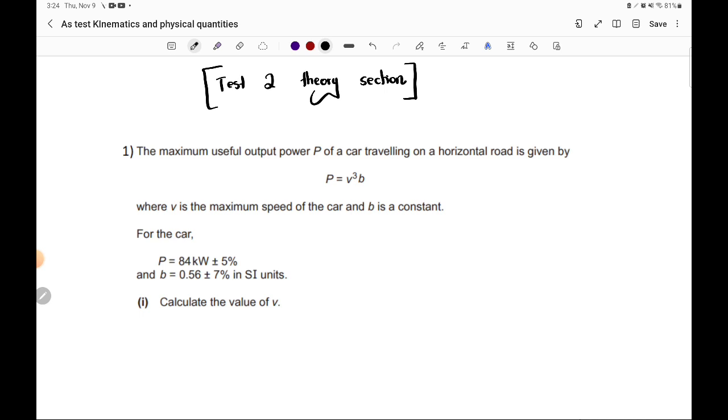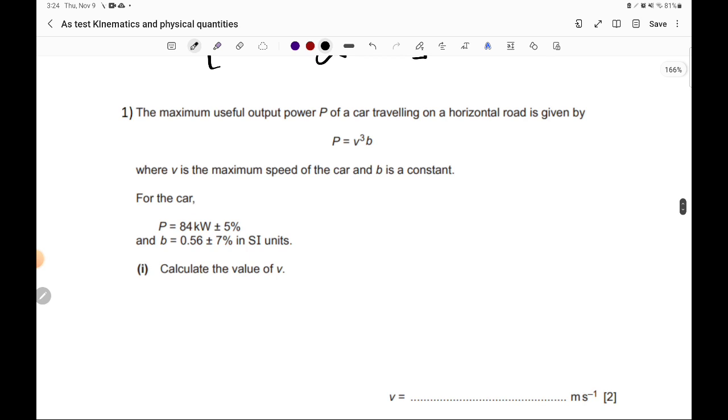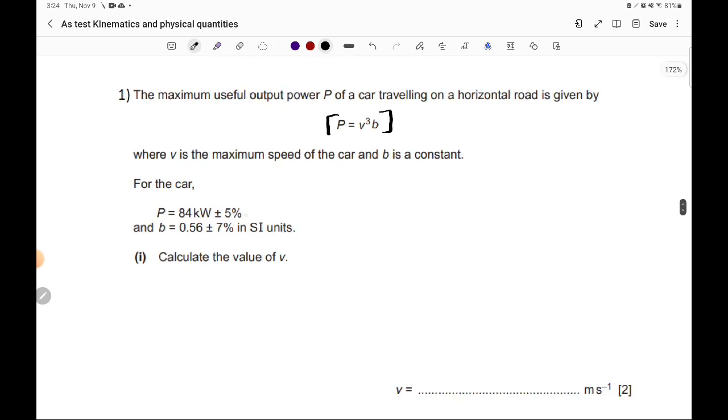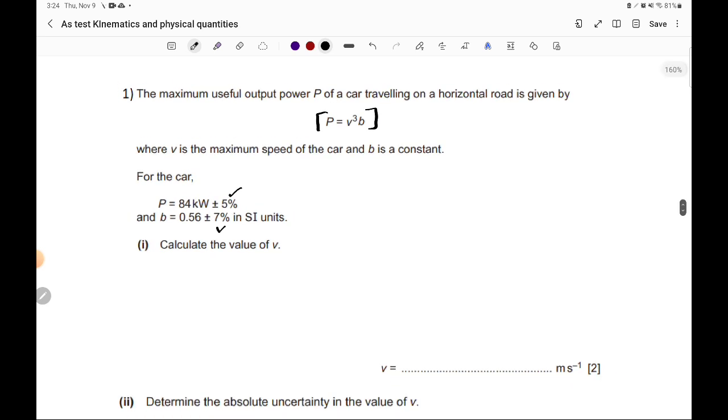The maximum useful output power P of the car traveling on a horizontal road is given by this expression, where V is the maximum speed of the car and B is a constant. For the car, the power is given with its percentage uncertainty, and B is also given with a percentage uncertainty. Your target is to calculate the value of V.